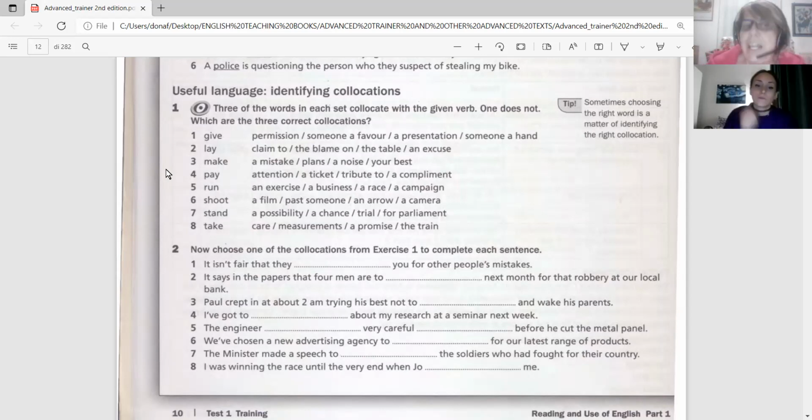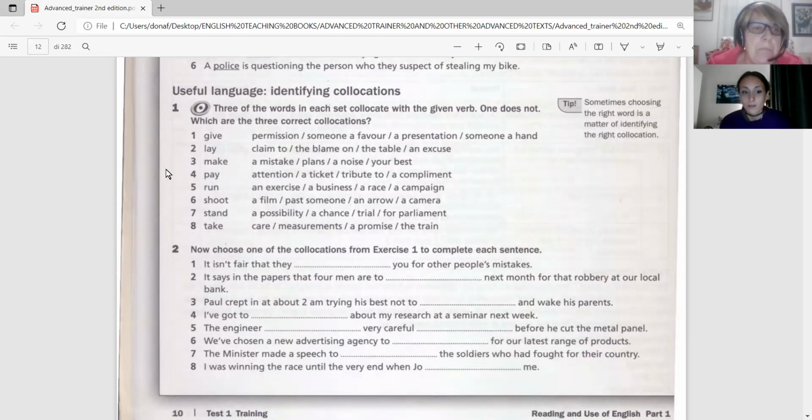All the others are correct because you pay attention to somebody, you pay tribute to your mother preparing a wonderful dinner, and you pay a compliment to your friend because she's been so good in the exam.